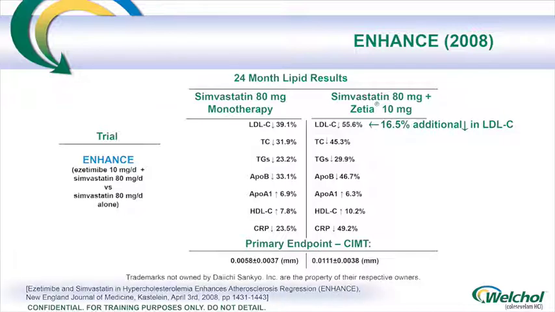The ENHANCE trial was published in the New England Journal of Medicine in April 2008. The trial examined whether 10 milligrams of Zetia plus 80 milligrams of simvastatin versus 80 milligrams simvastatin alone could reduce the progress of atherosclerosis as assessed by ultrasound measurement of carotid artery intima media thickness, or CIMT, which is considered to be a validated surrogate marker for atherosclerotic disease.